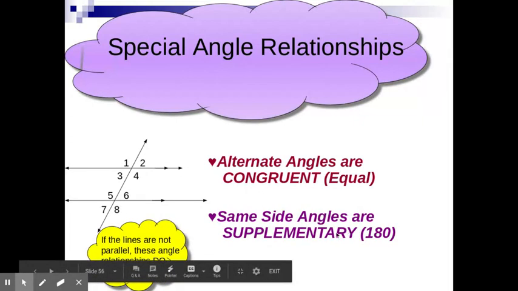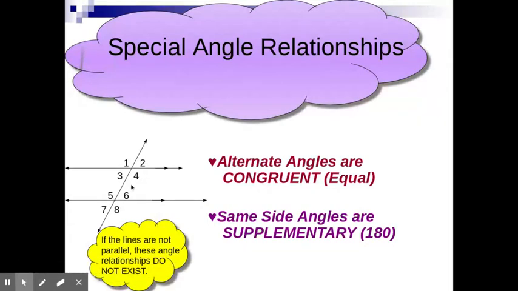Same side angles are supplementary, so they'll add up to 180. So 4 and 6 add up to 180. So if 4 is 100, then 6 has to be 80. They have to add up to 180. All right. 1 and 7 have to add up to 180. So alternate angles are always equal. Same side angles are supplementary. All right, so make sure you have those down.